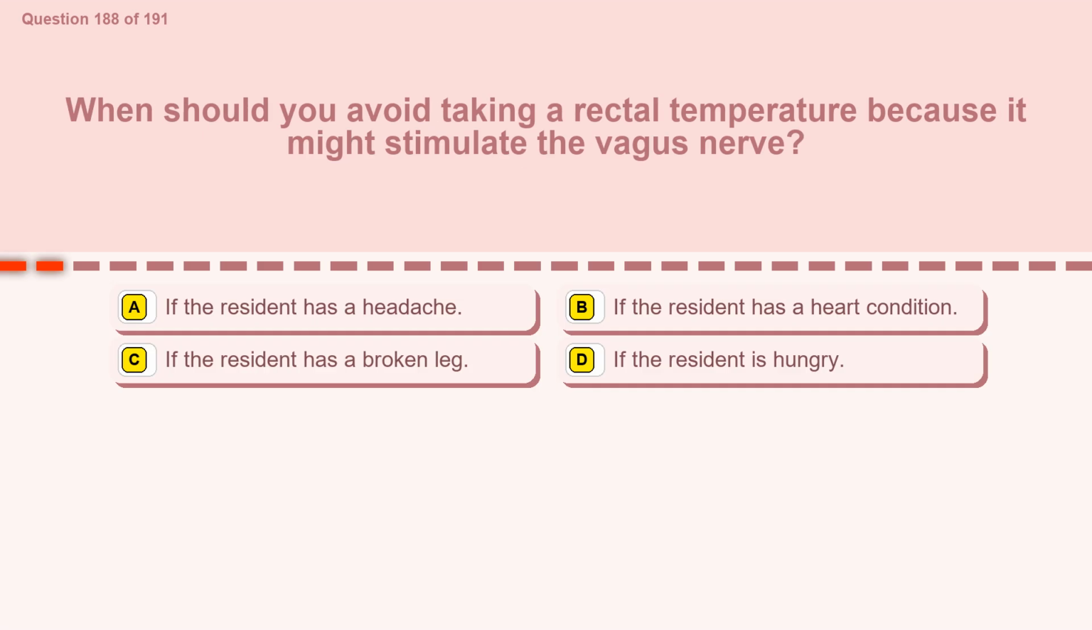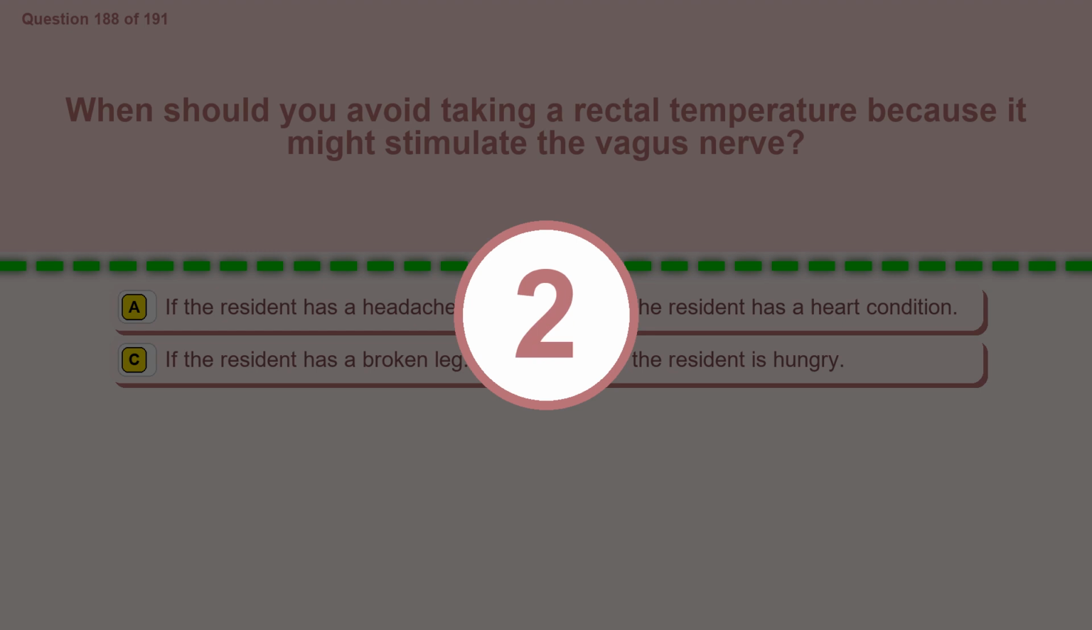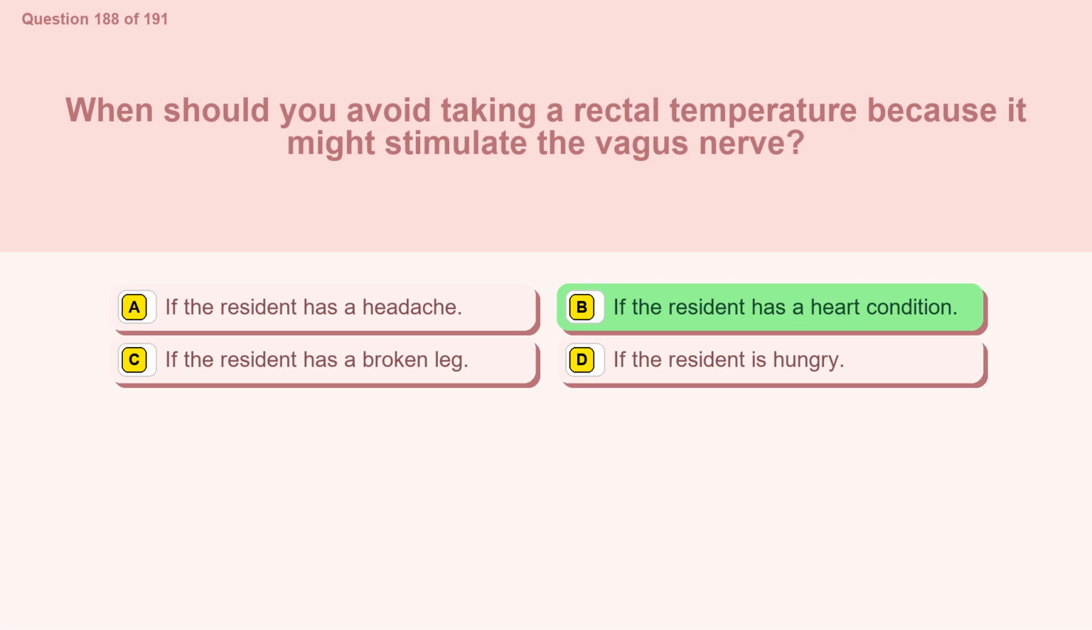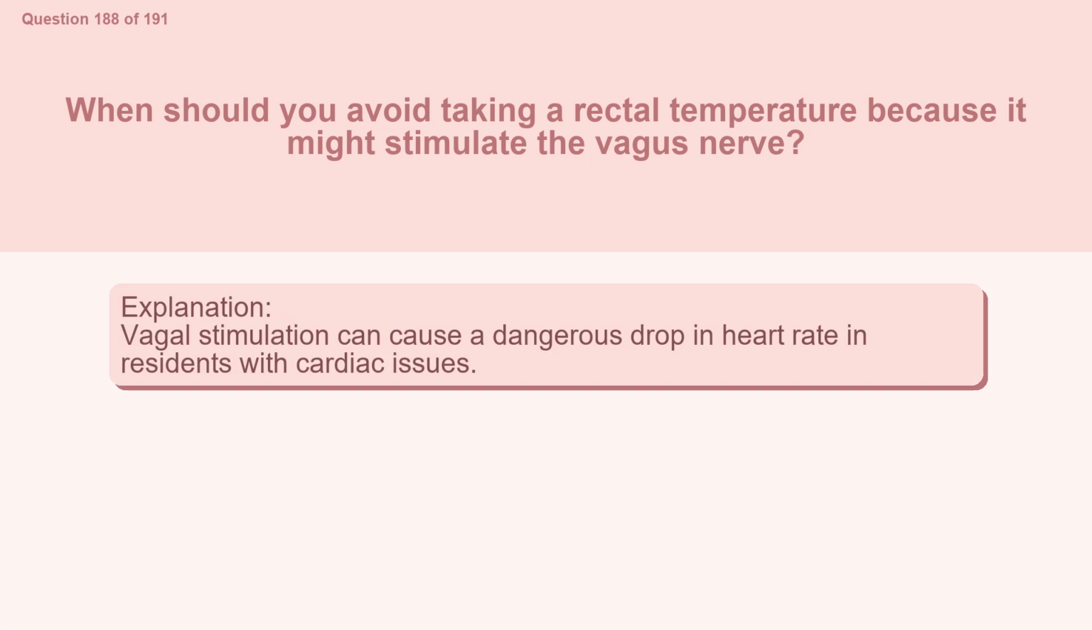Question 188. When should you avoid taking a rectal temperature because it might stimulate the vagus nerve? Option A, if the resident has a headache. Option B, if the resident has a heart condition. Option C, if the resident has a broken leg. Option D, if the resident is hungry. The correct answer is option B, if the resident has a heart condition. Vagal stimulation can cause a dangerous drop in heart rate in residents with cardiac issues.